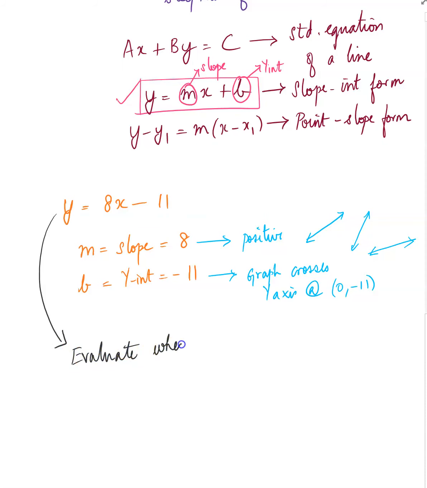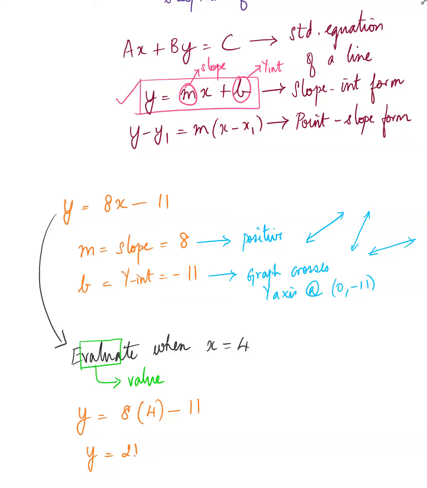Evaluate. If you look at the word evaluate, what's the word contained in it? Value, right? So it means you have to find the value. In this case, our value would be the y value. So y equals 8 times 4 minus 11. 32 minus 11 would be 21. So when x is 4, you evaluated y to be 21.